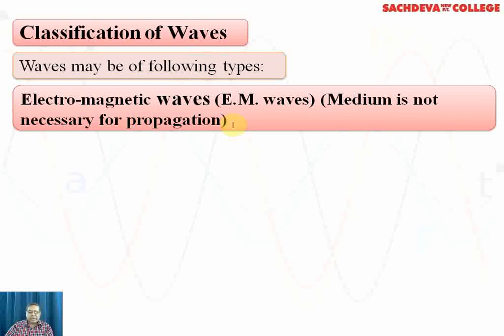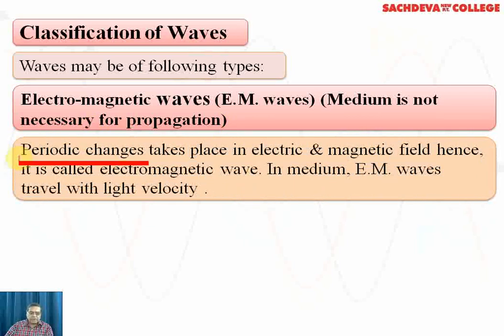They are transverse and they move in the form of crest and trough. The very important thing to understand is that they generate varying electric and magnetic fields and the propagation is always on the third axis. So what is the main concept? For electromagnetic waves, a medium is not necessary for propagation. Now we come towards the periodic changes. It is one of the parts of the electromagnetic wave. Periodic changes take place in electric and magnetic fields, hence the name electromagnetic wave. In a medium, electromagnetic waves travel with the velocity of light. This is what I have just now explained in my discussion.